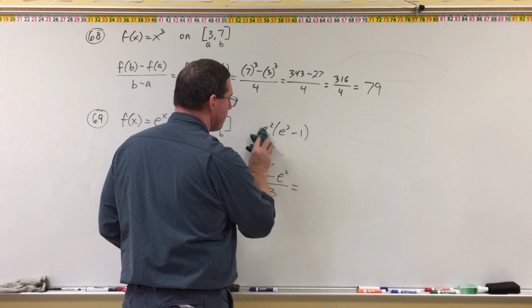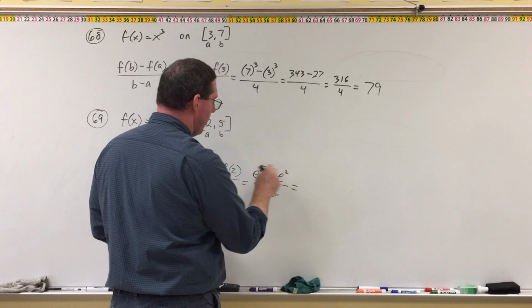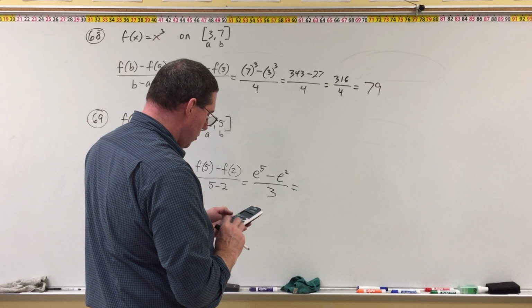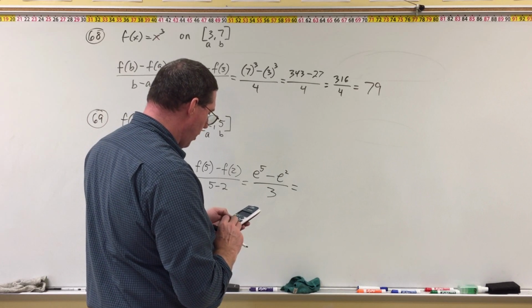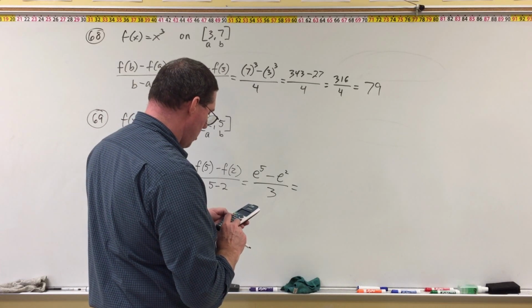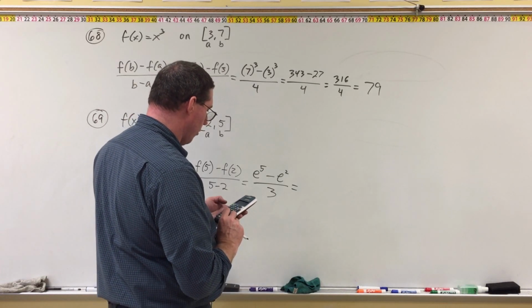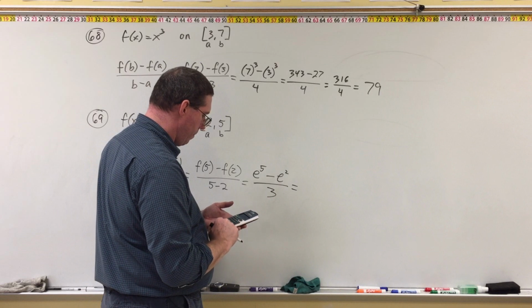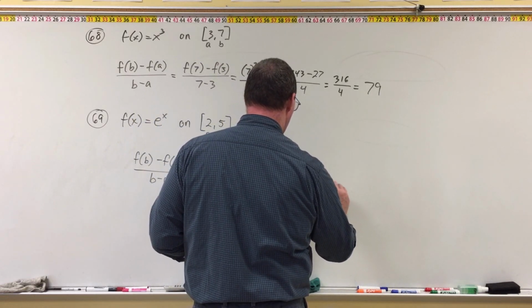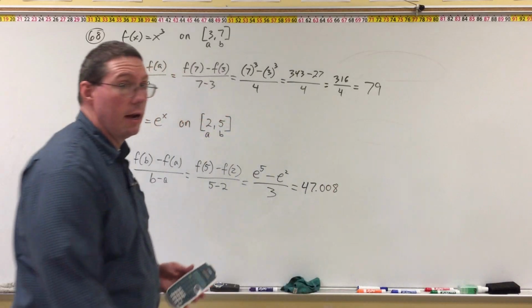That's fine too. But I'm going to go ahead and do it in the calculator. We're going to do e to the 5th minus e squared. I'm going to hit enter. And then I'm going to divide by 3, and I get 47.008. And that is the answer to question number 69.